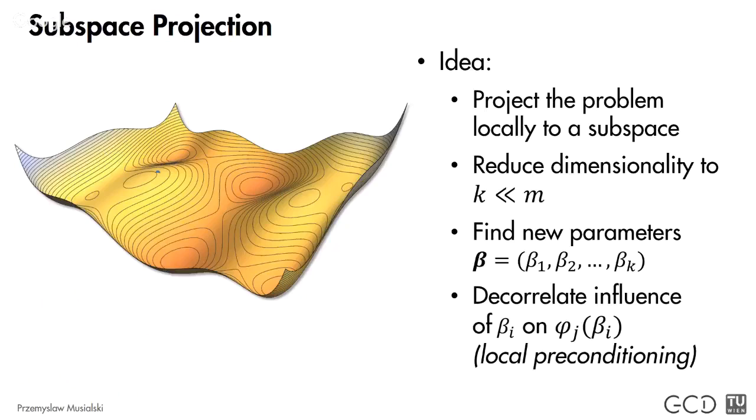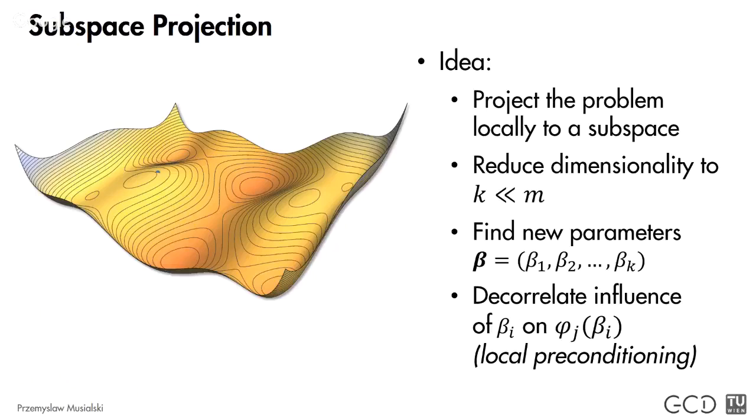and our idea was here to find this space based on the assumption that we want to decorrelate the influence of the parameters beta on the particular properties. So that's related to local preconditioning, or to preconditioning in optimization.